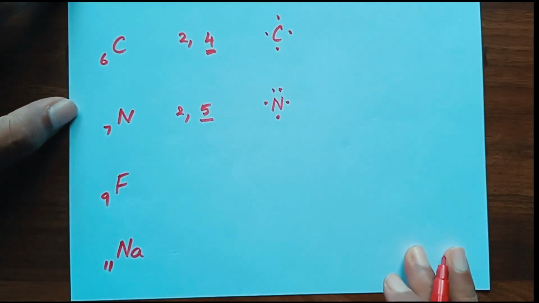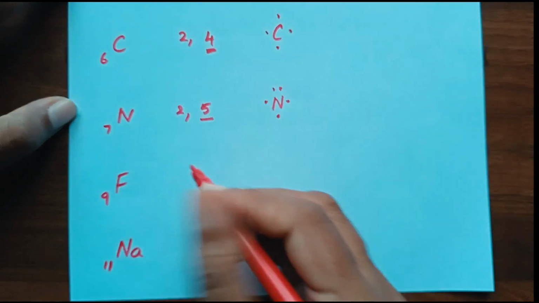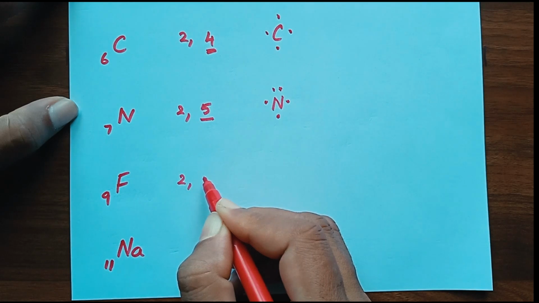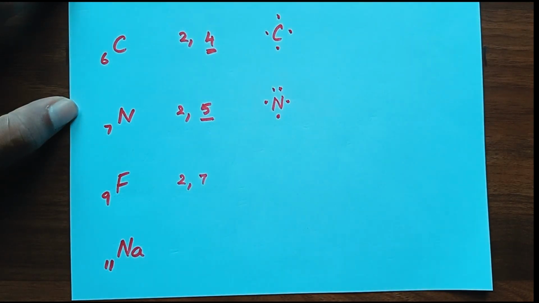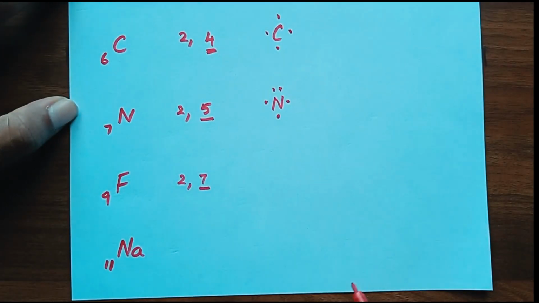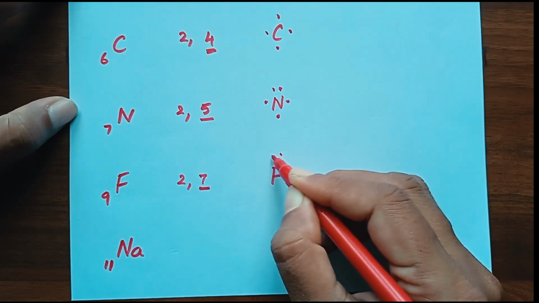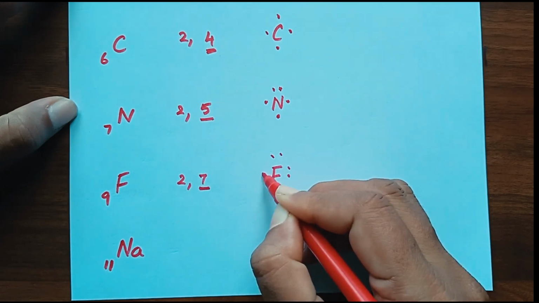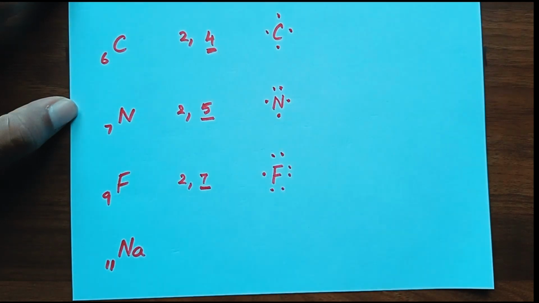Okay. Next we see the example of fluorine. For fluorine, the electronic configuration is 1s2, 2s2, 2p5, so 2, 7. The number of valence electrons is 7. So we can represent fluorine like this, 7 valence electrons, 1, 2, 3, 4, 5, 6 and 7. So totally 7 valence electrons, so we have to draw 7 dots.